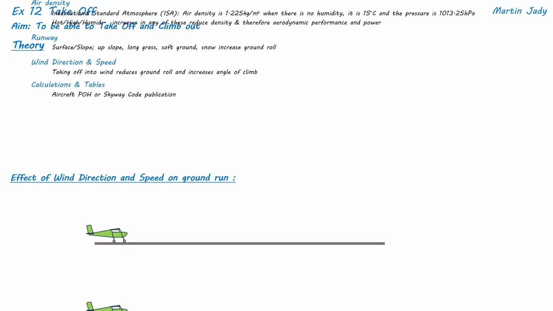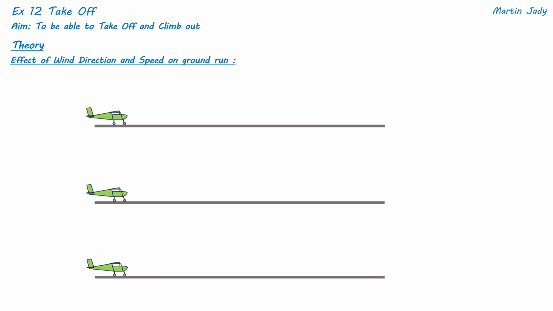Now, a little more about why we take off into wind whenever possible. Lift is generated by airspeed, the speed at which the air passes over the wing. In the first example, there is no wind, shown by the windsock.